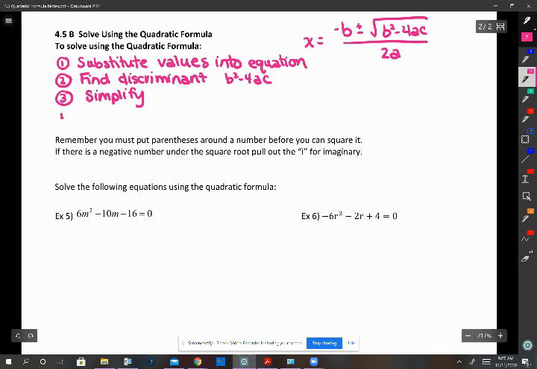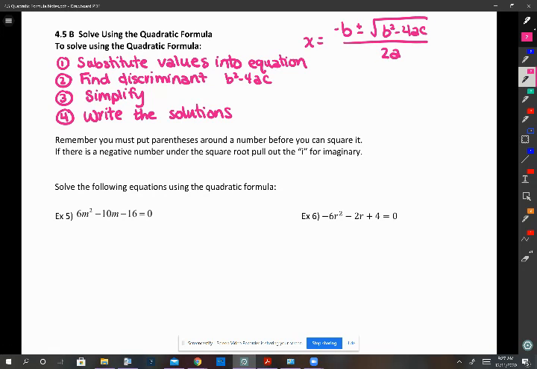and write our two solutions. And maybe I won't say two, write the solutions. Sometimes you're only going to have one, sometimes you'll have two. So just a couple things to remember.